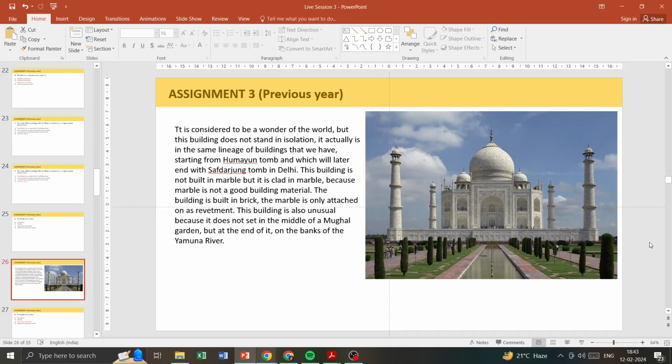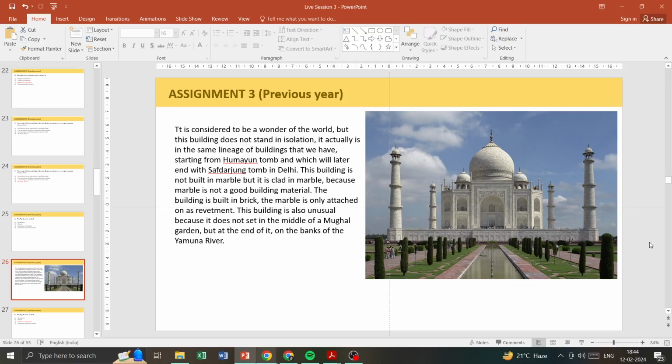The Taj Mahal is considered one of the wonders of the world, but the building does not stand in isolation. It is in the same lineage of buildings that we have seen, like Humayun's tomb and Safdarjung tomb in Delhi. This building is not built in marble, but it is clad in marble, because marble is not a building material. People say the whole thing is made of marble, but it is only clad in marble. The Taj Mahal is a huge load-bearing structure made in bricks, and the marble is used as a cladding material for ornamentation.